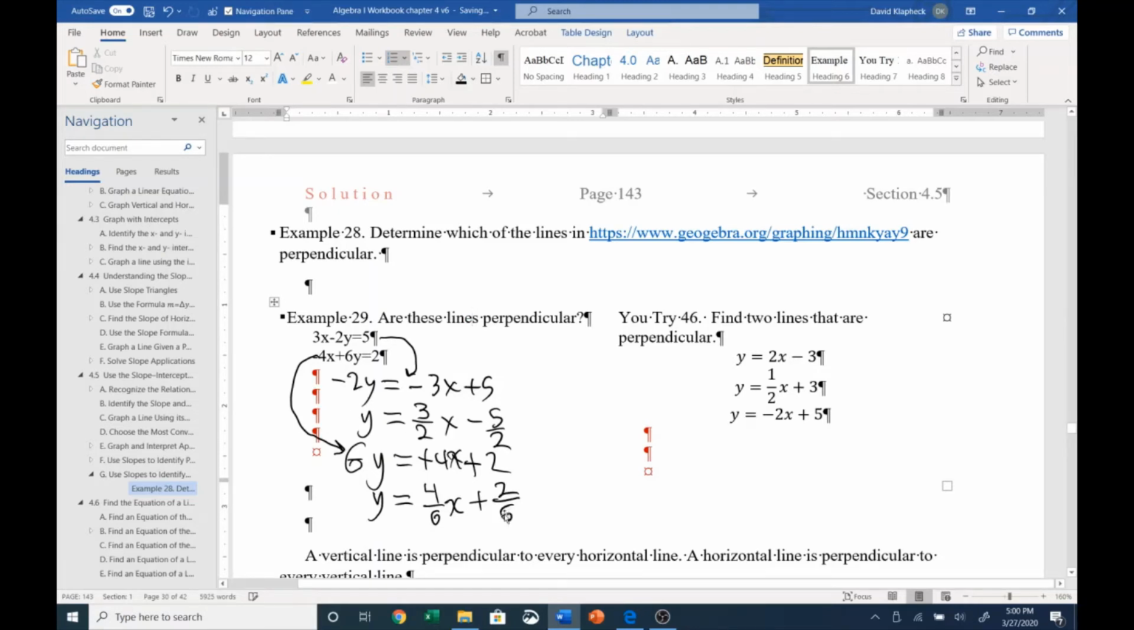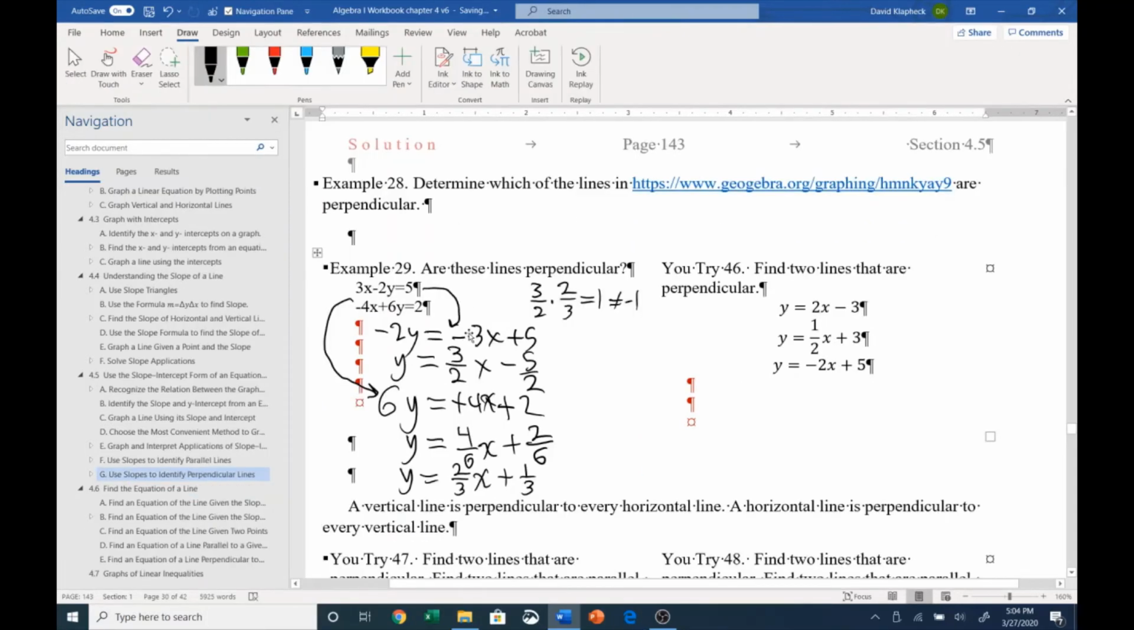Now I can see, once I simplify, that this equation and that equation both have positive slope, so that they could not be perpendicular to each other. These two equations, once we solve for y, turn out to be y equals 3/2 x minus 5/2 and y equals 2/3 x plus 1/3. When we multiply the slopes together, 3/2 times 2/3, we result in 1, not -1. Therefore, these two lines are not perpendicular to each other.